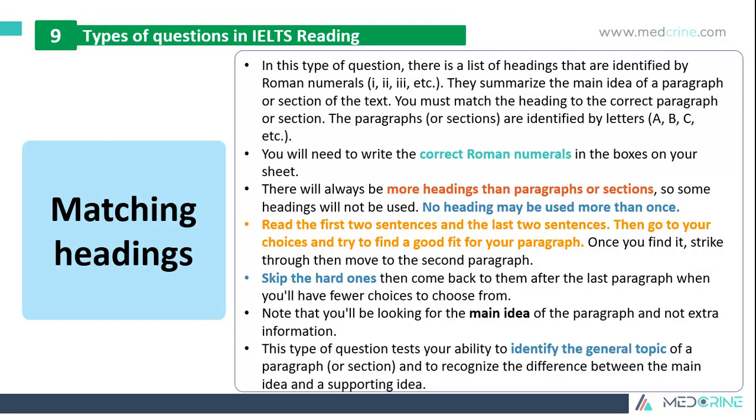For you to get these questions right, read the first two sentences and the last two sentences, then go to your choices and try to find a good fit for your paragraph. Once you find the correct answer, strike it through, then move to the second paragraph. If you come across hard ones, skip them and come back after the last paragraph, when you have fewer choices to choose from. And remember that you will be looking for the main idea of the paragraph and not extra information. In this type of question, you are being assessed on your ability to identify the general topic of a paragraph and to recognize the difference between main ideas and supporting ideas.